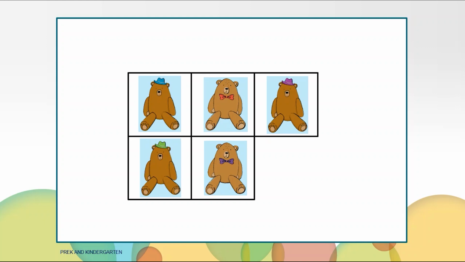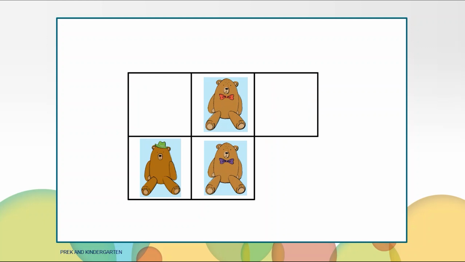So the story said 5 teddy bears sitting in a row. 3 have hats. Let's take the 3 bears that have hats off the mat. 1, 2, 3. Listen to the story again. 5 teddy bears sitting in a row. 3 have hats. How many have bows?